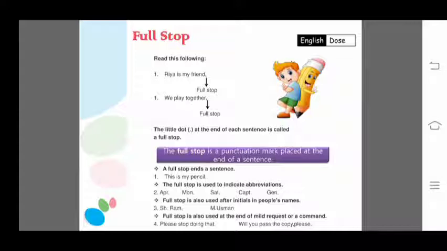Please stop doing that. Whenever a sentence begins with please, it shows a polite request. Please stop doing that. It is a polite request. That's why the full stop is placed at the end of the sentence. Will you pass the copy, please? It is also a very polite request. That's why the full stop is placed at the end of the sentence.